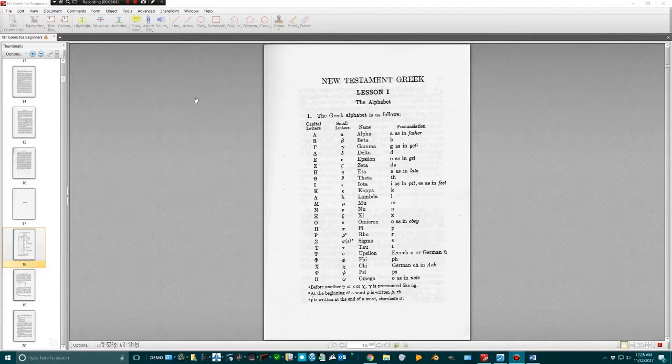Next letter is pi. In math, we have that as a constant, 3.14. But in the Greek, that is the letter pi.